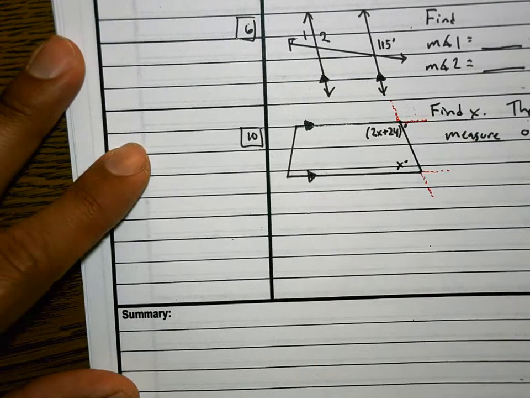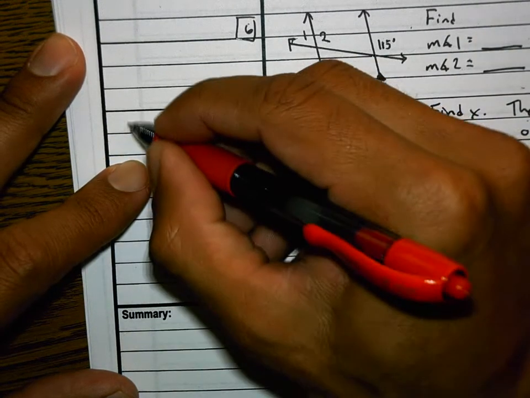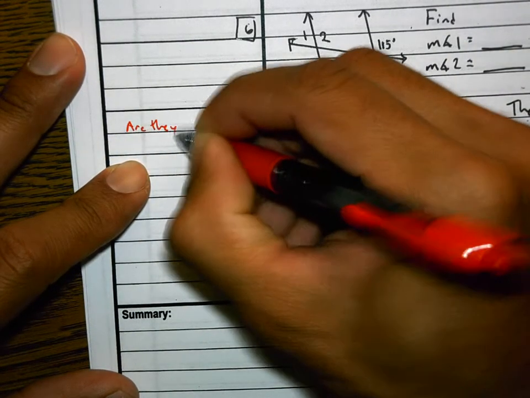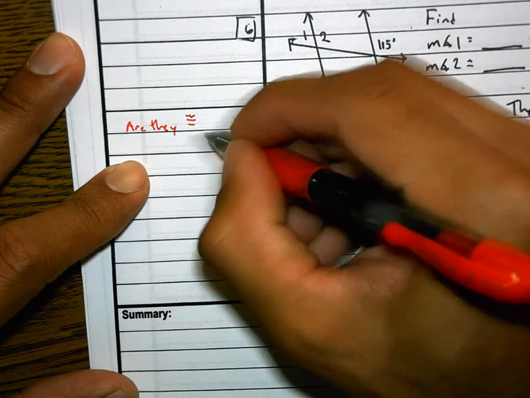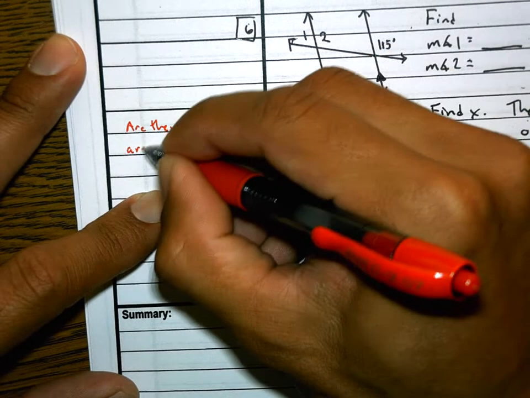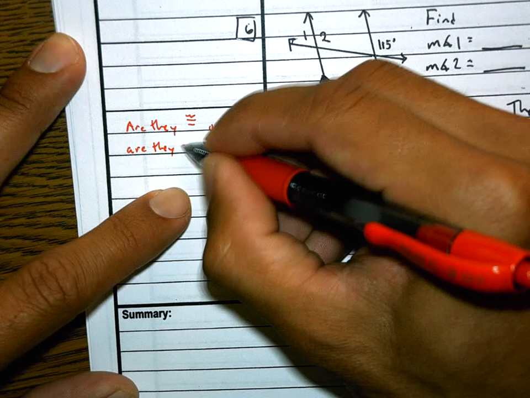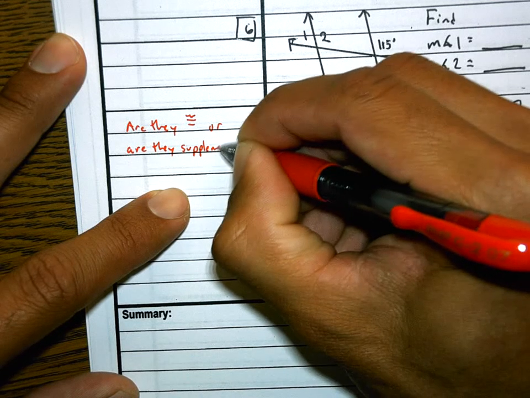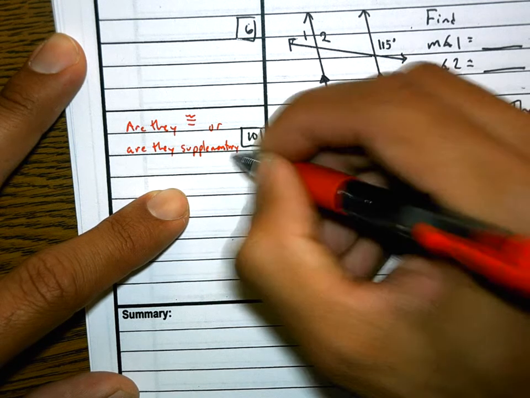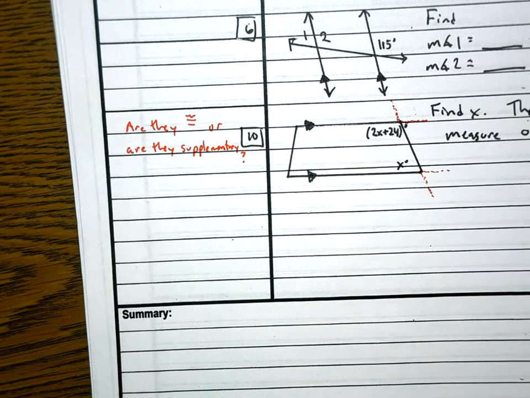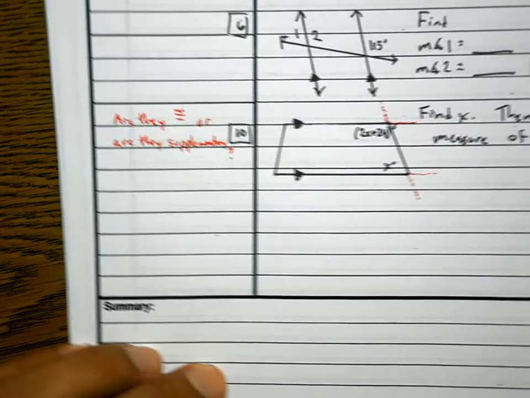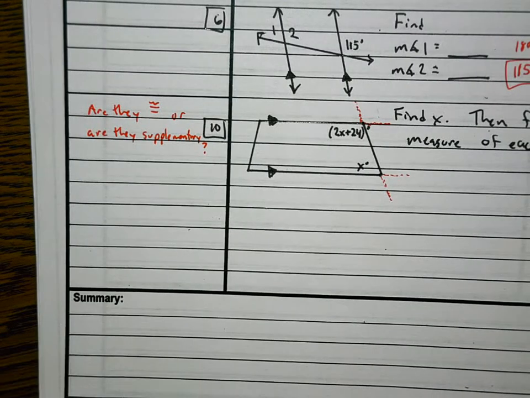Your question to yourself is, are they congruent or are they supplementary? Are they congruent or are they supplementary? And that's what you have to decide on all the problems. You're going to apply that question.